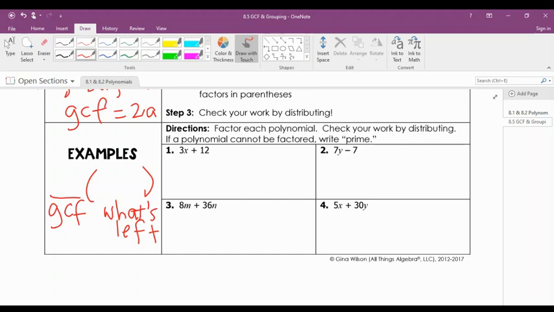Remember up here, it said 1 times 6 is 6. So this works, and 1 works too. We don't use 1 as often because it's usually not the greatest, but sometimes it is. Sometimes that's all there is. So this one, I think they both divide by 3.